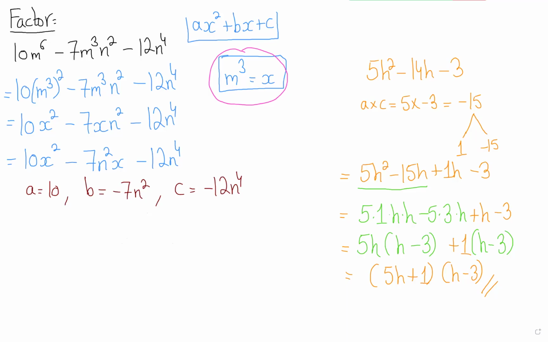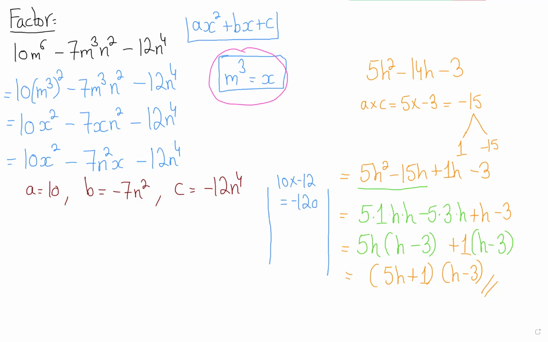Okay, now what was the next step in this example here? The next step was to multiply a with c. In this case, our a is 10 and our c is negative 12n to the power of 4. But I'm going to ignore this n to the power of 4 and just multiply these constant terms. 10, I'm going to multiply that with negative 12, and let's see what we get. Let me do that here in the margin. If I do 10 times negative 12, I should get negative 120.